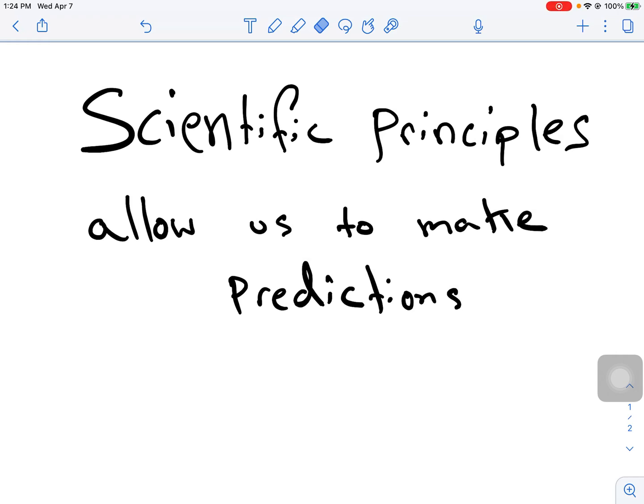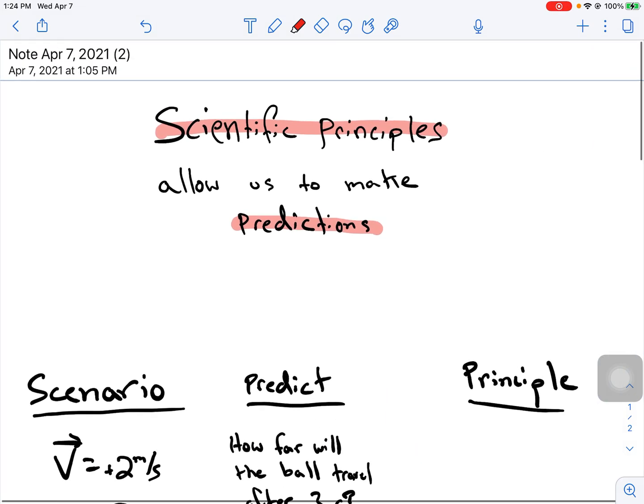All right, class. Scientific principles allow us to make predictions. We make predictions all the time in physics class, and we always use a scientific principle in order to get to the finish line, to answer the question. Sometimes we don't remember the name of the scientific principle, but I want to implore you to try to remember the names of these scientific principles. Let's take a couple examples.